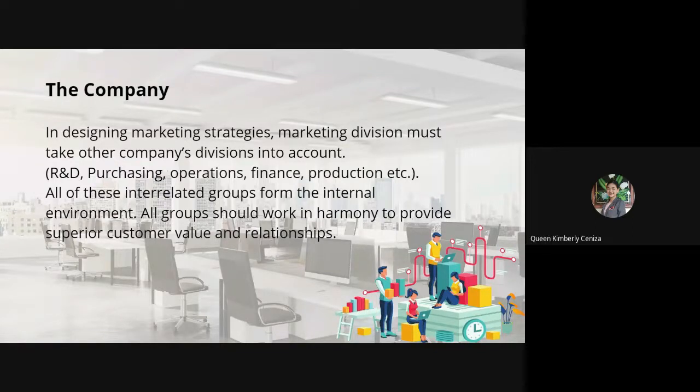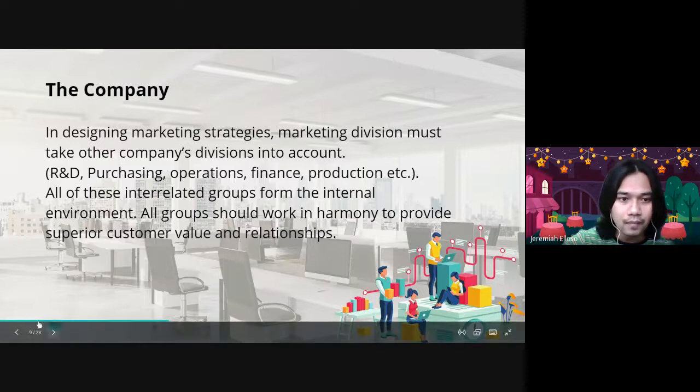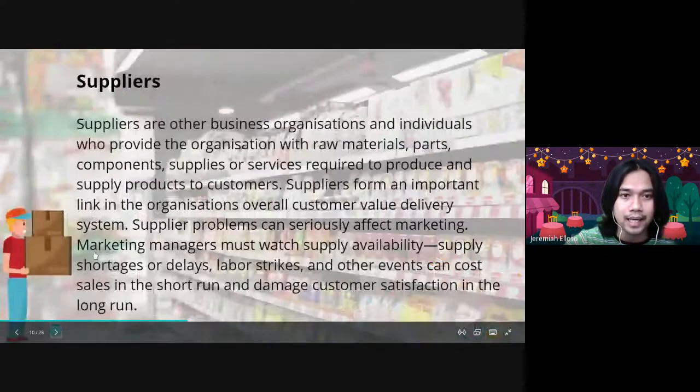Yes, and when we say overall, it means that you involve everyone in the organization, including the top management, the rank and file, down to the smallest person in the organization. All of you help one another in achieving the objectives of the company. That is what we call harmony, so that you can provide superior value and relationship to your customers. All right, so that's the first element, and let us now go to suppliers.